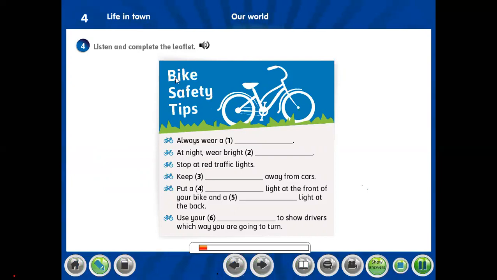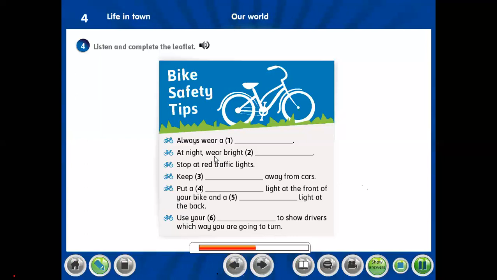Four. Listen and complete the leaflet. Hi, Sean. Can I ask you some questions about bike safety? Okay. What would you like to know? Actually, our PE teacher gave us a leaflet about bike safety today, and I want to see what you know. Okay, then. I'm listening. Well, we all know that we must always wear a helmet. But what do we have to wear when we cycle at night? That's easy. We have to wear bright clothes. We mustn't wear dark clothes. It's dangerous when drivers can't see you.